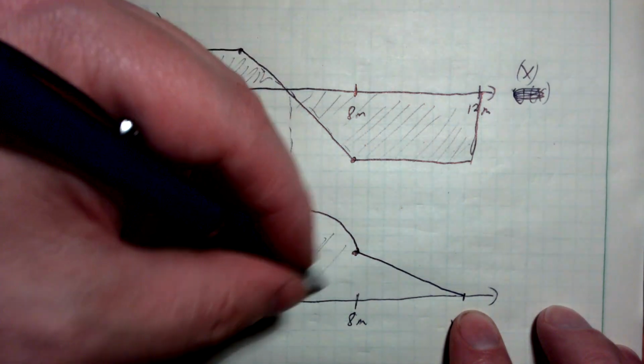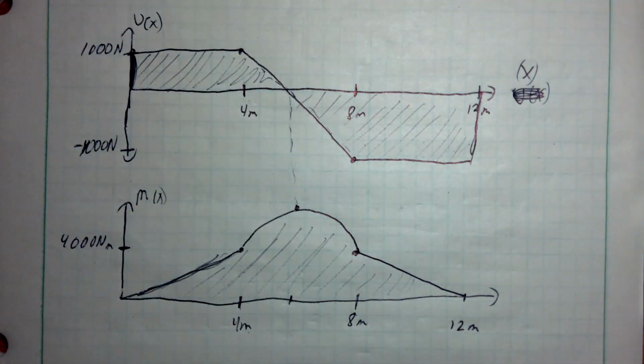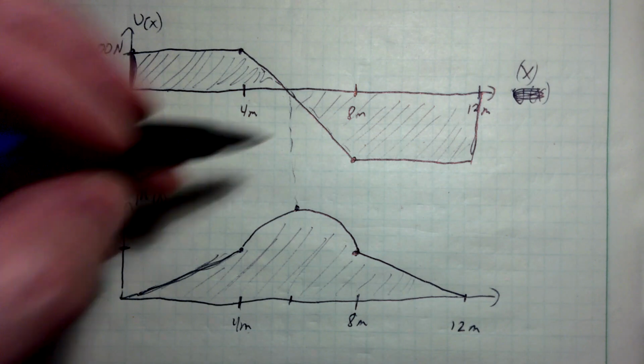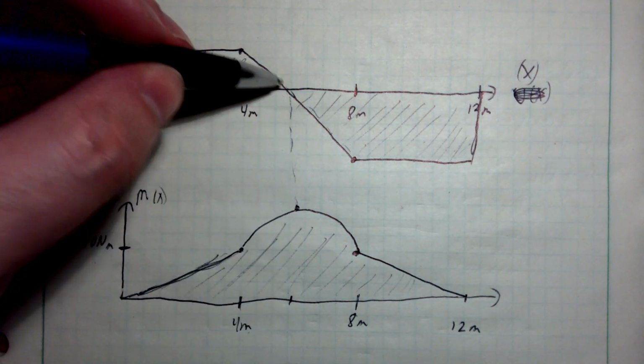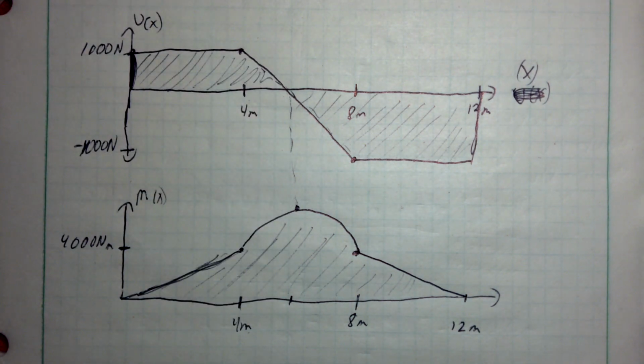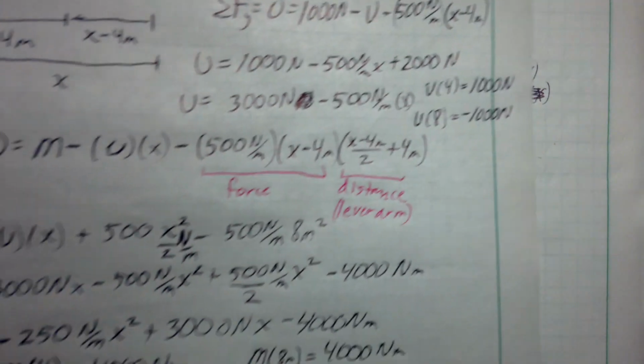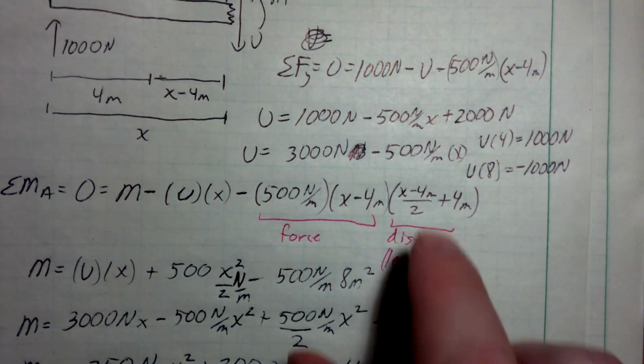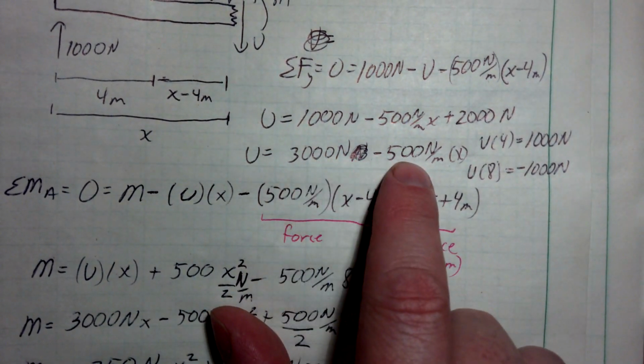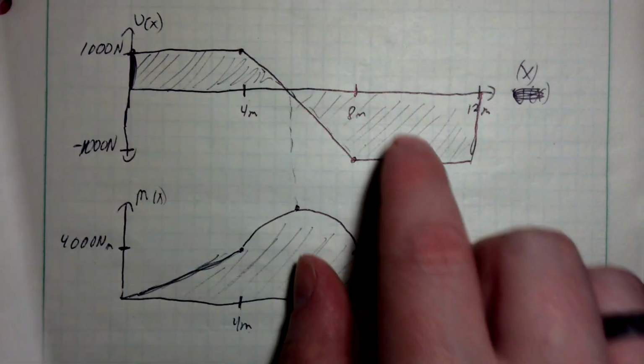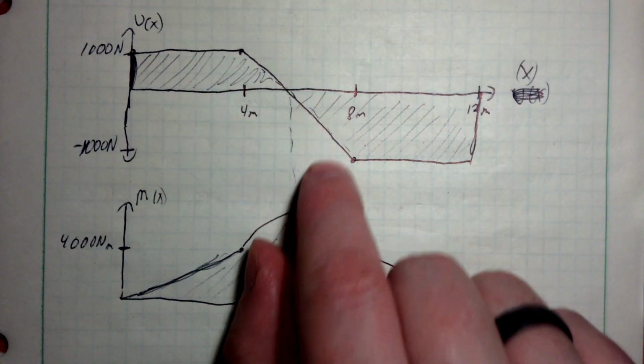We normally shade the area under the curve. We do need to find this guy. Where does this guy occur? Well, remember my equation through here. For my shear, my equation through here is 3,000 minus 500x. I need to find where does that equal 0?